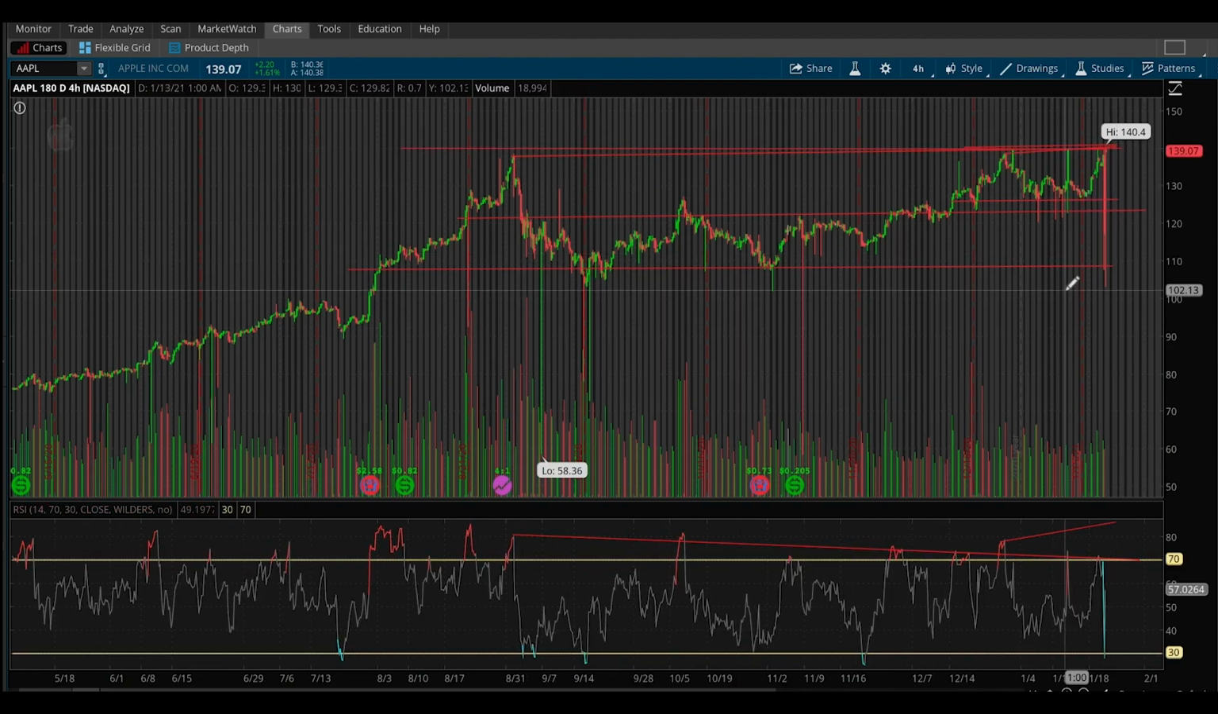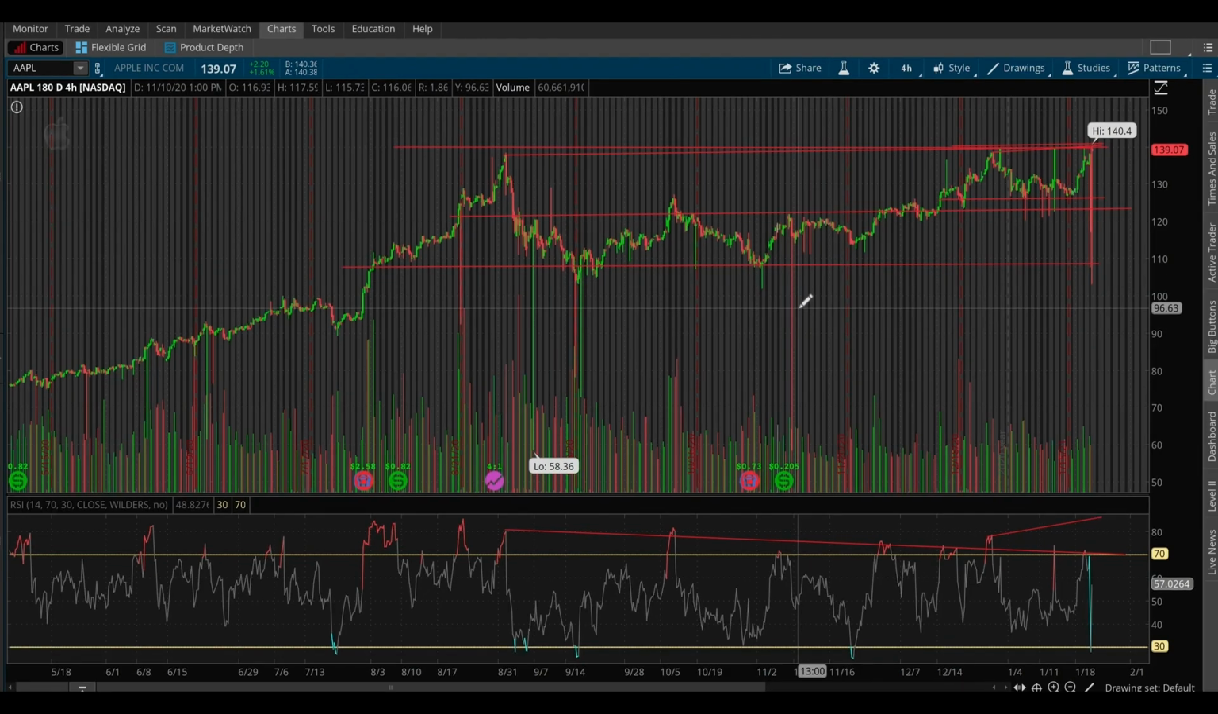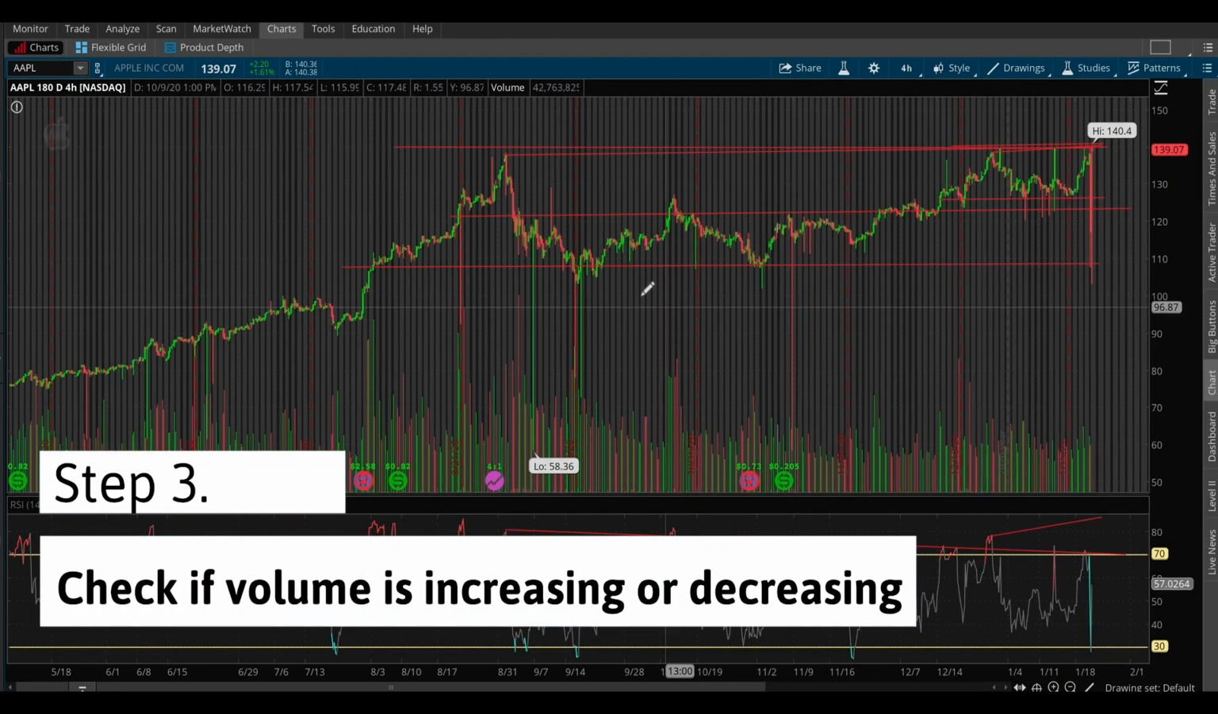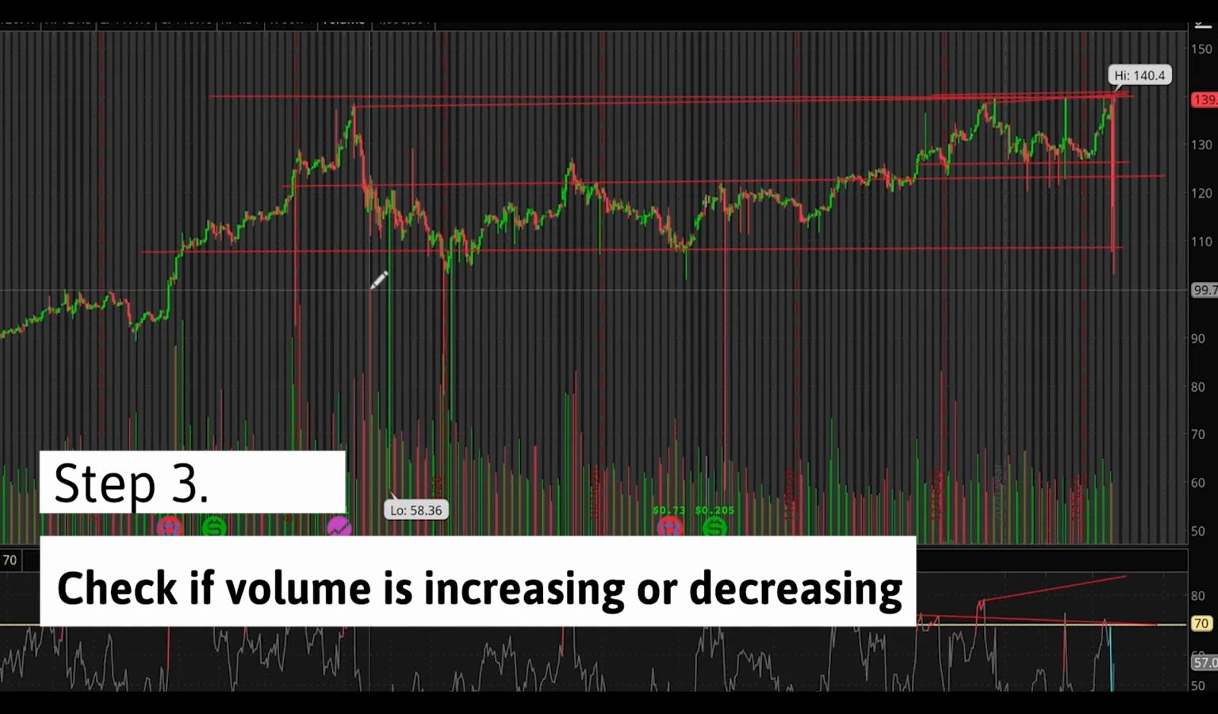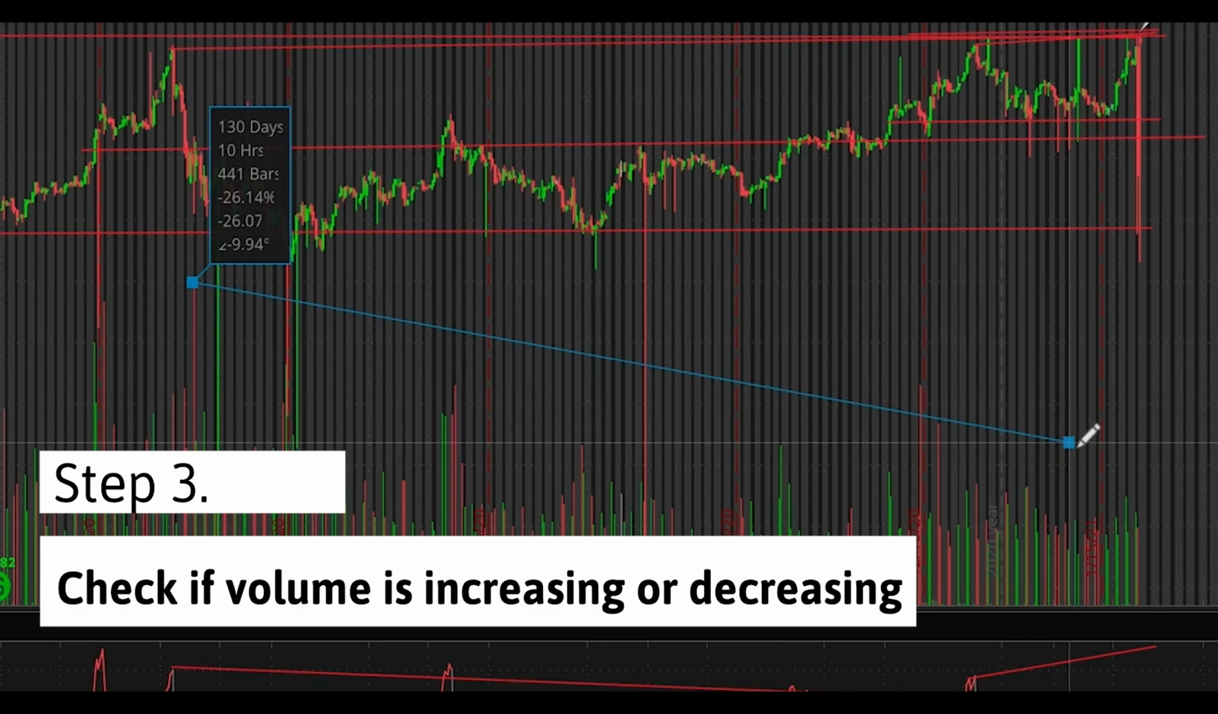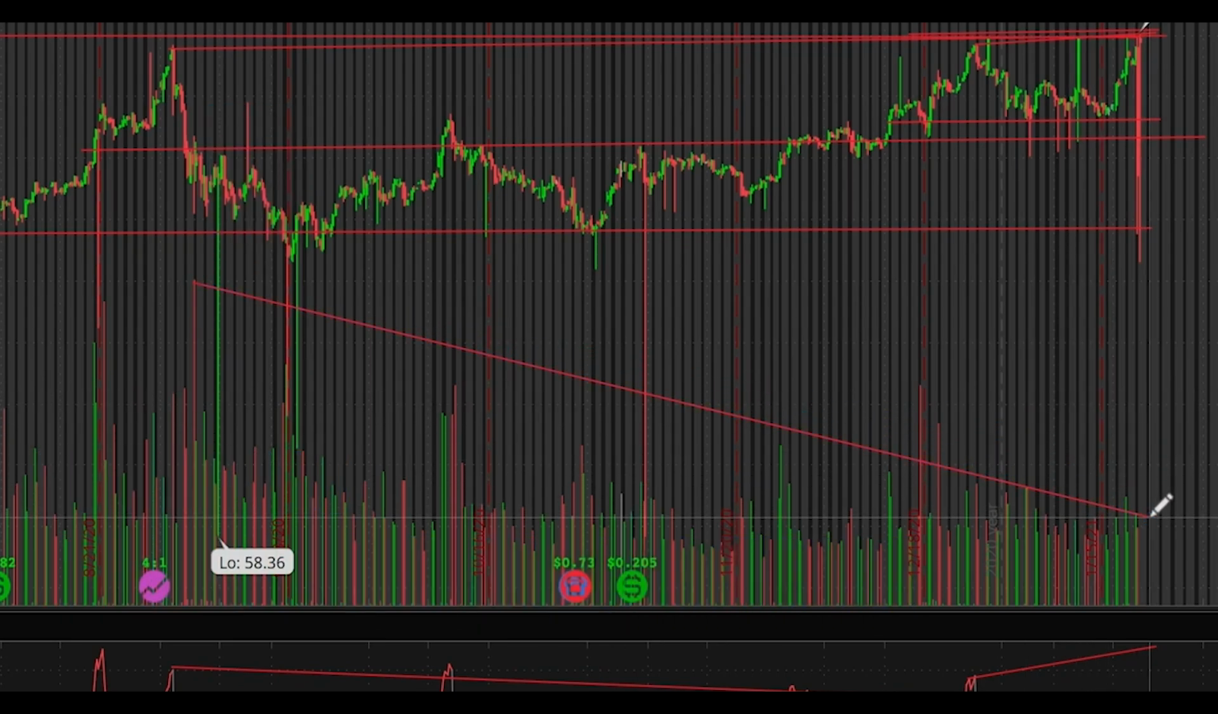Still, this is only a 180-day 4-hour chart. We can't give this a ton of weight, but it is significant. And finally, I'm going to check the volume of the stock. So I'm going to go back to this peak, and it looks like we had some pretty high volume here, and we're gonna go to the current stock price.